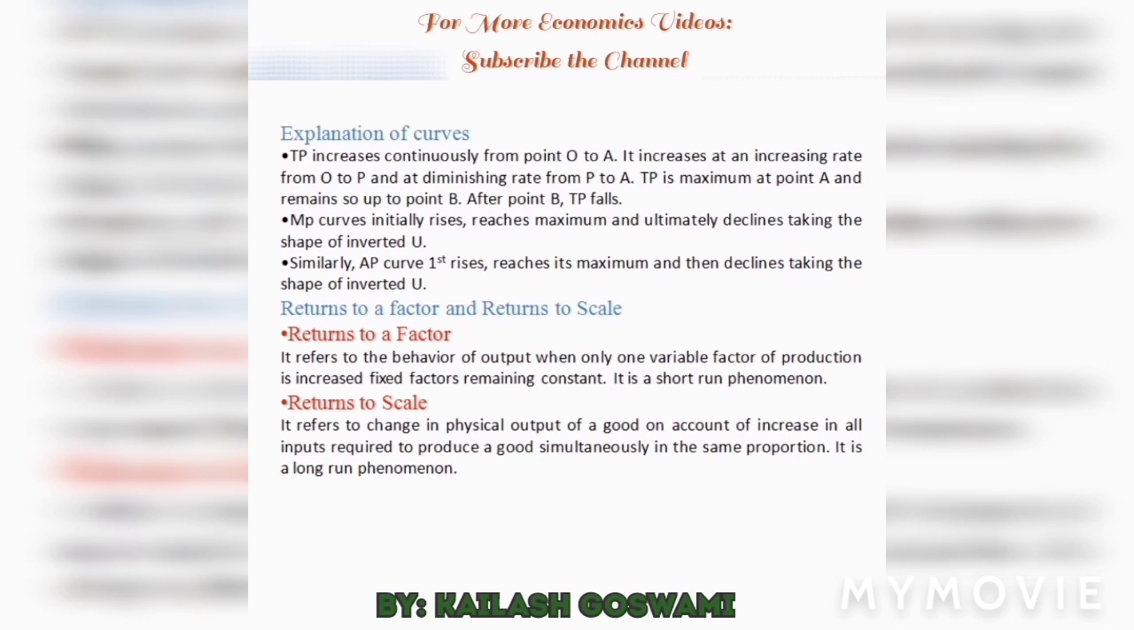First, returns to a factor is known as law of variable proportion. Second, returns to scale is known as law of returns to scale. So we have explained the basic terms: total product, average product and marginal product, and explained all three terms with the help of a schedule and a diagram. I tried my best to explain these terms.